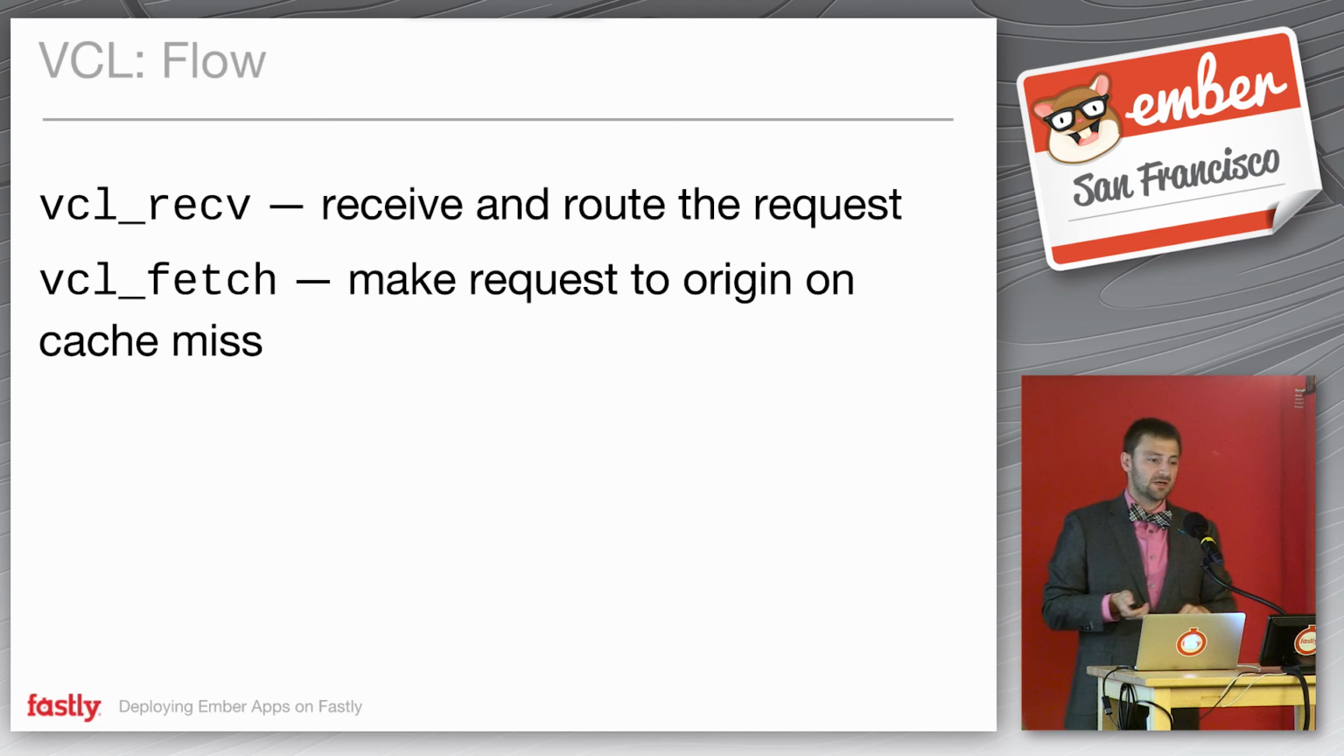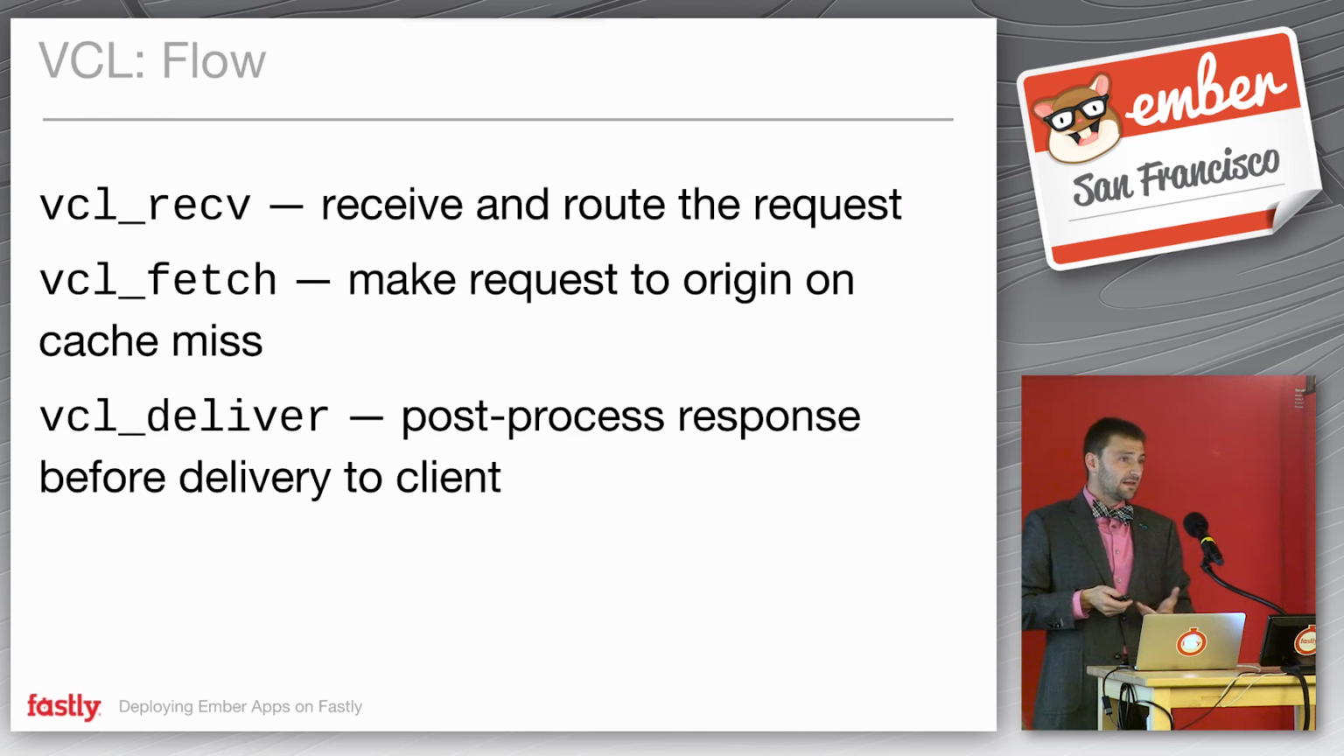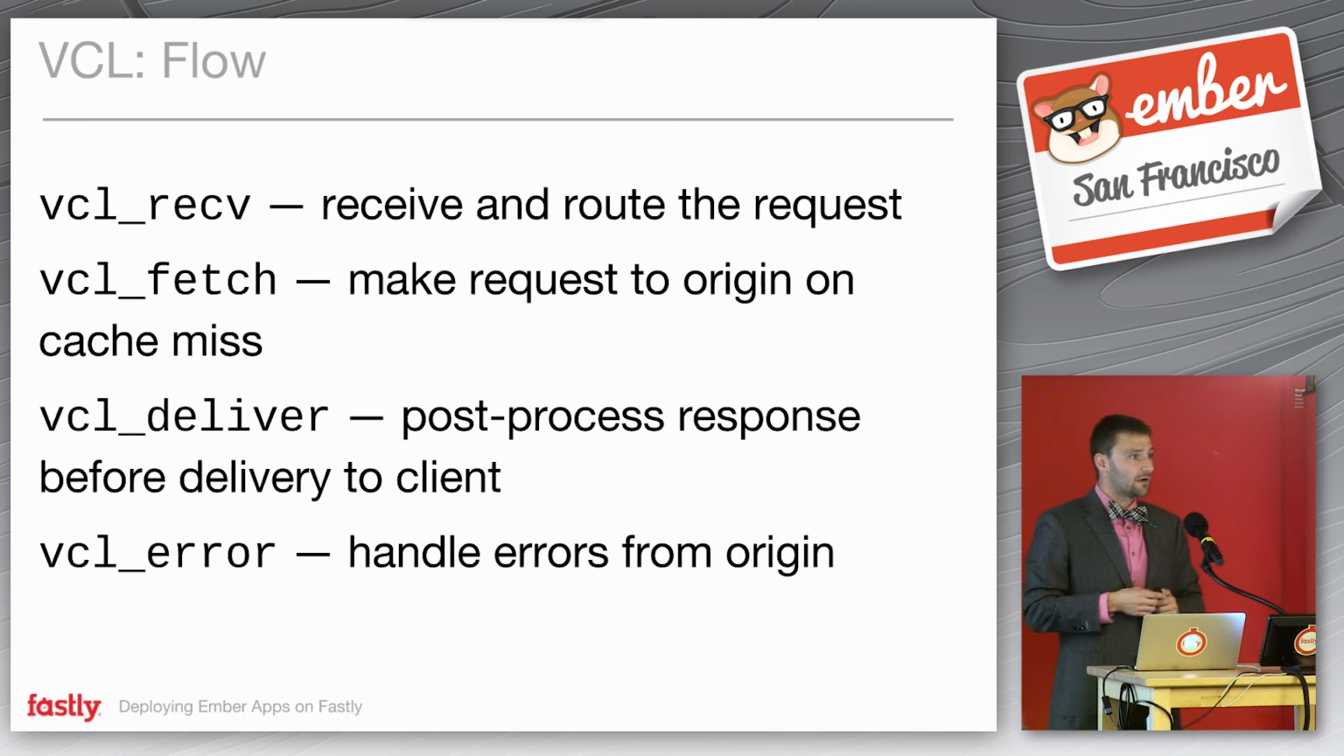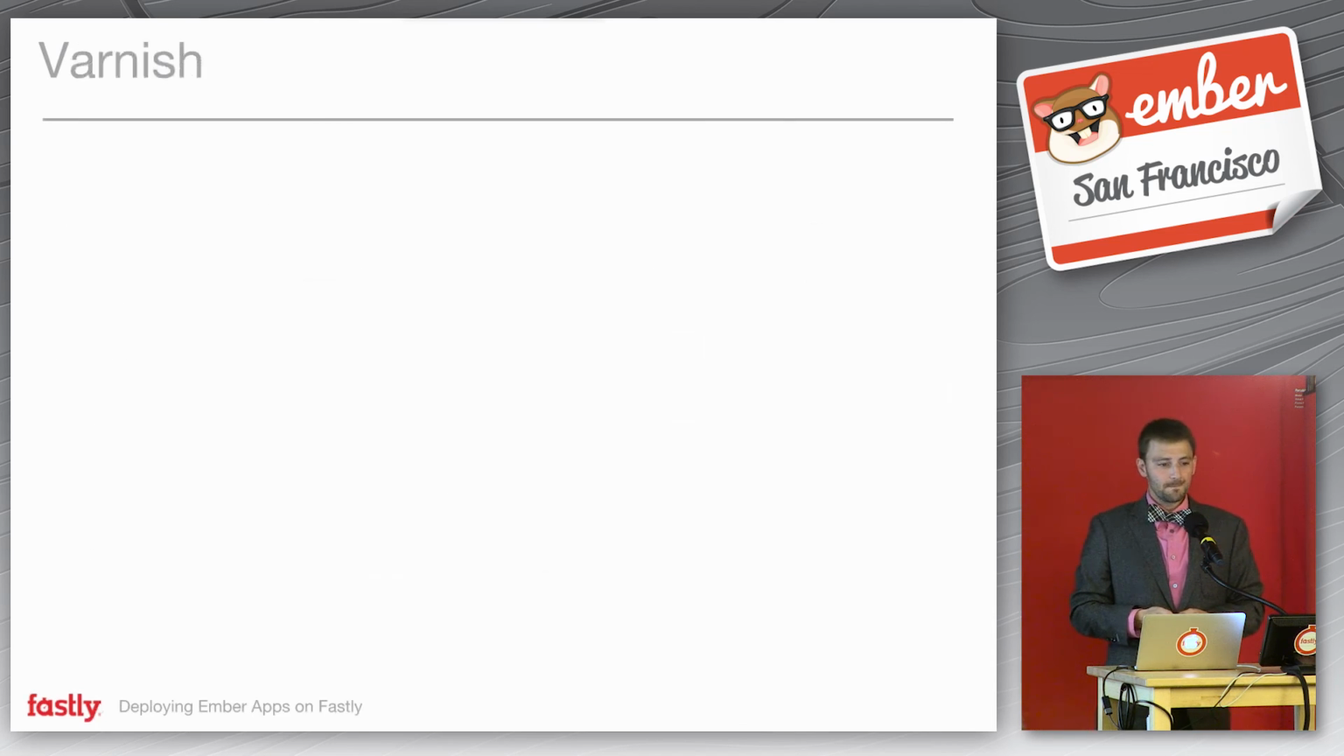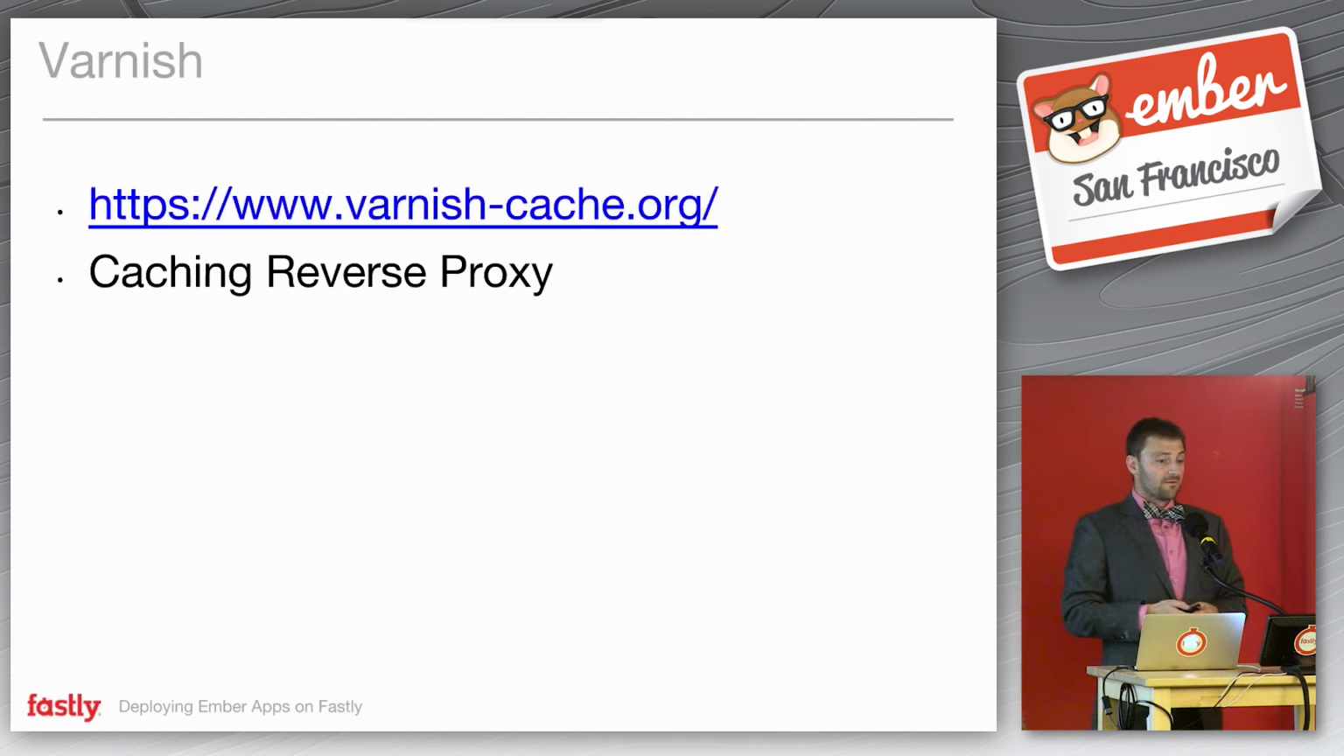Otherwise, it'll fetch it. VCL deliver is the very last thing that happens on sending a response back, and you could do some header manipulation, gzipping, those sorts of things happen right before delivery. And then lastly, VCL error, which is our error handling hook. So if the upstream server is down or the content is malformed or something, you can catch an error there. If you want to learn more about Varnish, varnishcache.org has very good docs.